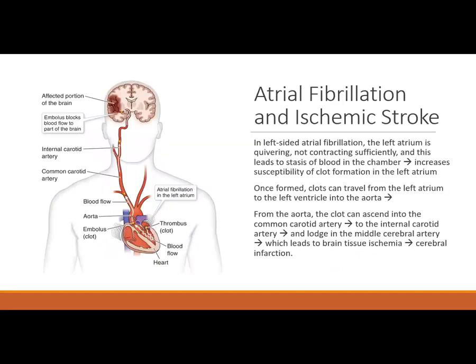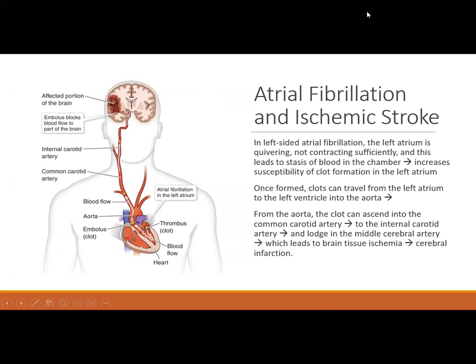So we're going to go a little bit more into detail about some of these. The first one is atrial fibrillation, so AFib and the ischemic stroke. In left-sided AFib, the left atrium is quivering, not contracting sufficiently, and this leads to a stasis of blood in the chamber, which increases susceptibility of clot formation in the left atrium. Once formed, clots can travel from the left atrium to the left ventricle into the aorta. From the aorta, the clot can ascend into the common carotid artery to the internal carotid artery and lodge in the middle cerebral artery, which leads to brain tissue ischemia, which leads to cerebral infarction.